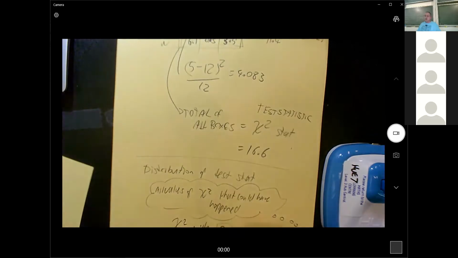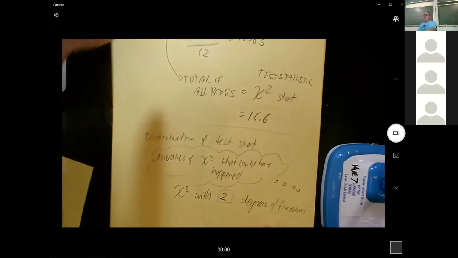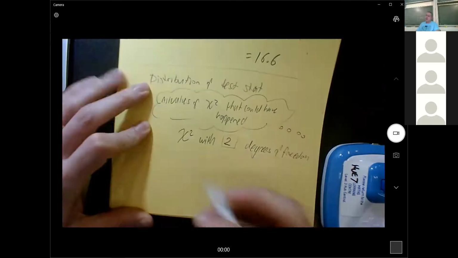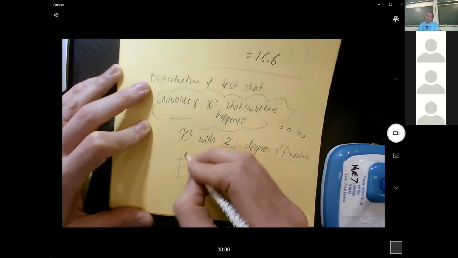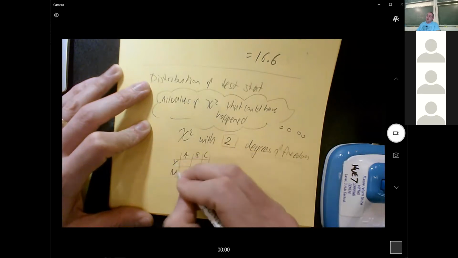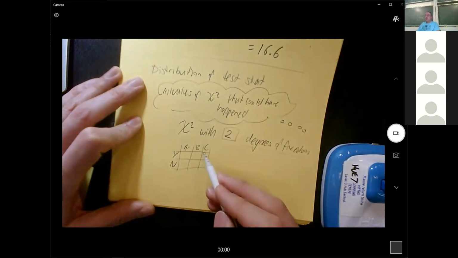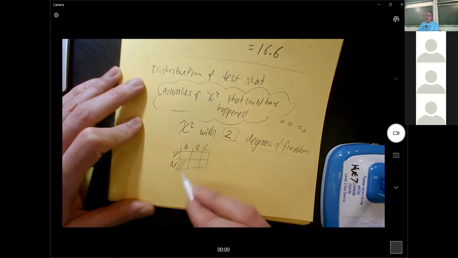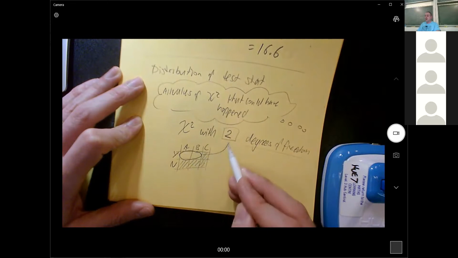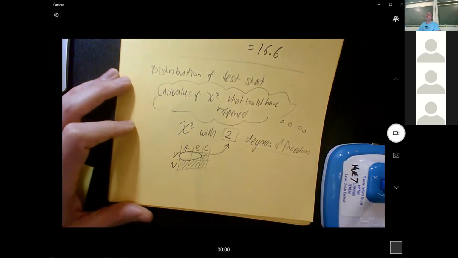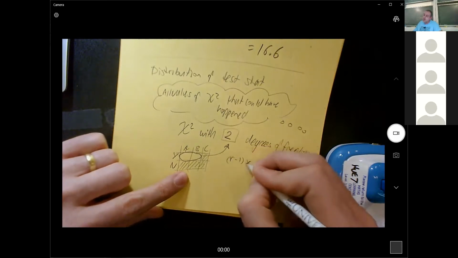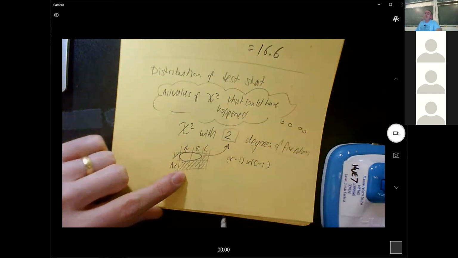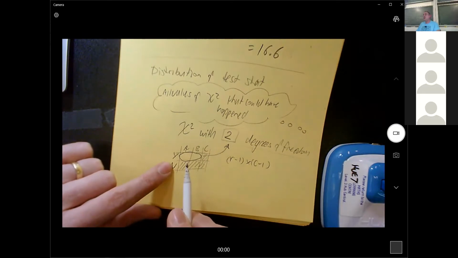So it's 2 degrees of freedom for this story. And in my head, I'm imagining the table without the row and column totals, and I'm crossing out 1 row and 1 column, and the number of boxes left, that's the degrees of freedom. In your notes, they say it's the number of rows minus 1 times the number of columns minus 1, which is exactly what that picture is.